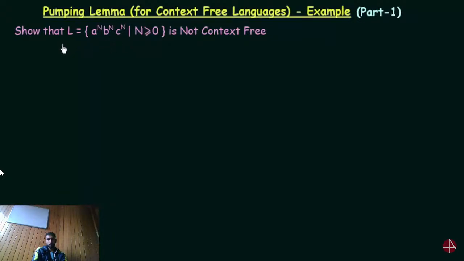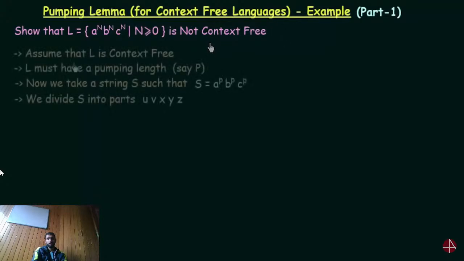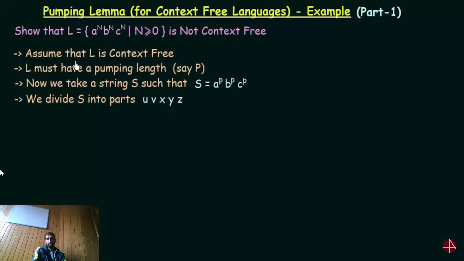So our task is to show that this language is not context-free, and we will do this using pumping lemma for context-free languages. So let's see what are the steps that we need to follow. So the first step is we will assume that the language L is context-free. And why are we doing this? We studied in the previous lecture that the way we are going to prove this is using contradiction. So first we will assume that L is context-free, and we will show that there is a contradiction to our assumption, and hence it is not context-free. So we'll see how we do that.